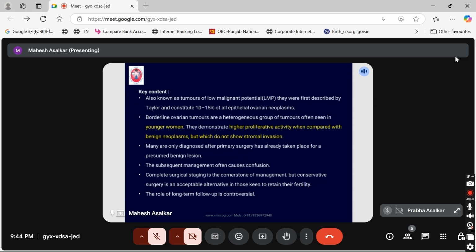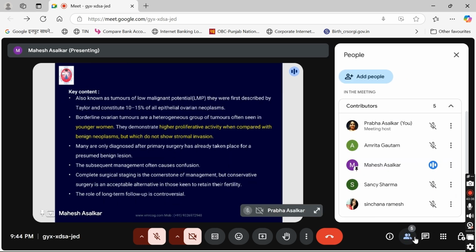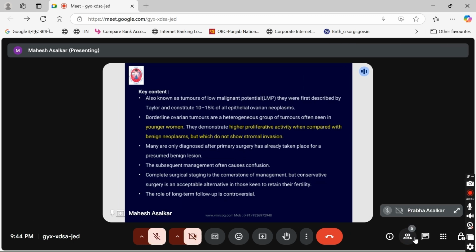Complete surgical staging is the cornerstone of the management, but conservative surgery is an acceptable alternative in those who are keen to retain their fertility. So once you have done a conservative surgery and your histopathology comes as a borderline tumor, then you have to carry out the complete surgical staging. And conservative surgery is done if the patient wants retention of fertility.